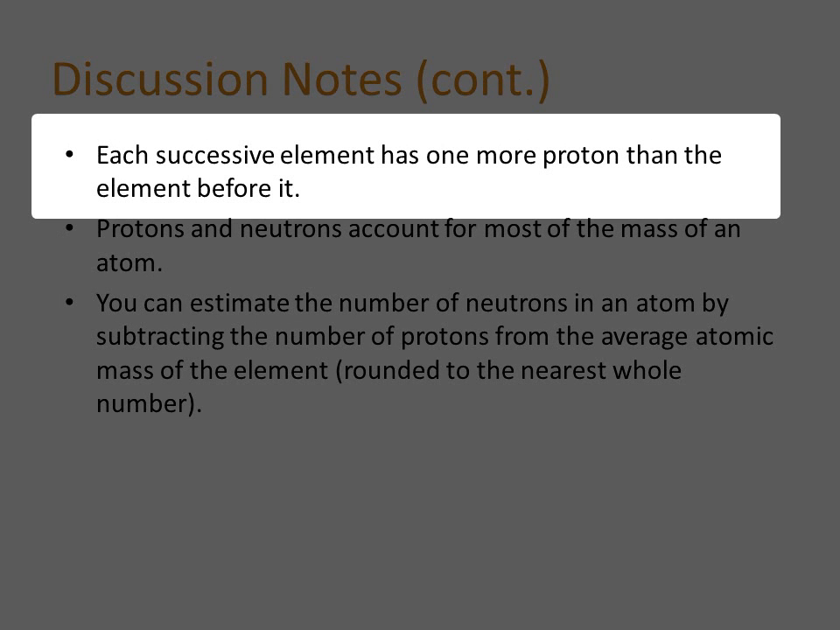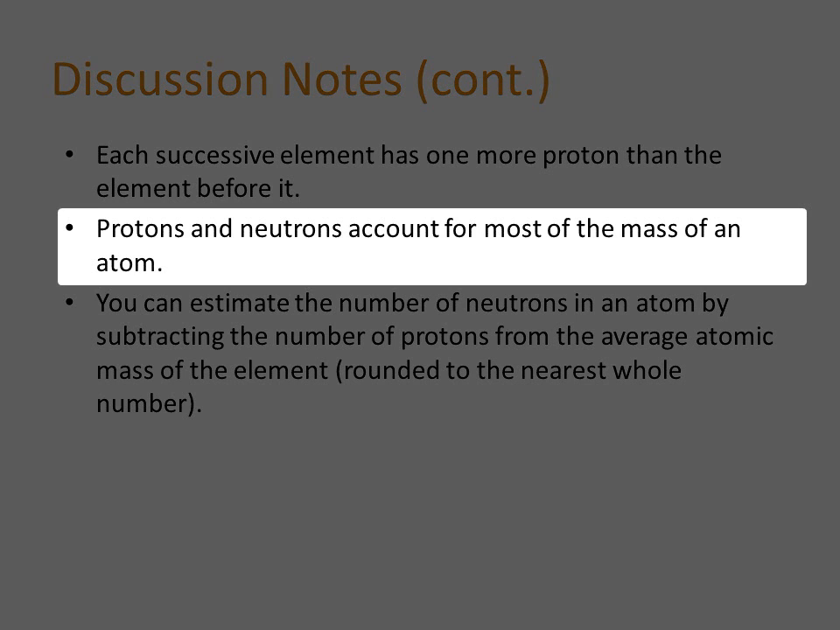Each successive element has one more proton than the element before it. It is the number of protons that makes atoms of one element different from atoms of another element. Likewise, assuming the atoms are neutral, each successive element has one more electron than the element before it. The atomic number does not tell you how many neutrons an atom of an element has. However, for smaller atoms, the number of protons is close to the number of neutrons.